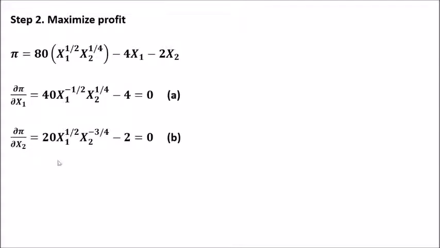Okay, taking the partial derivative of the profit function with respect to input 2, we get this result. So I bring down this 1/4 on the exponent here of input 2. So 80 multiplied by 1/4 is just 20. And then on the exponent of input 2, it's 1/4 minus 1, leaving us with input 2 raised to the minus 3/4 power. And then finally, the partial derivative of minus 2 times input 2 is just minus 2, setting that result equal to 0, and we'll call this equation B.